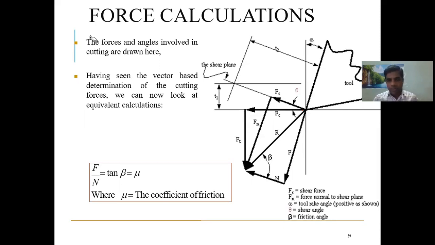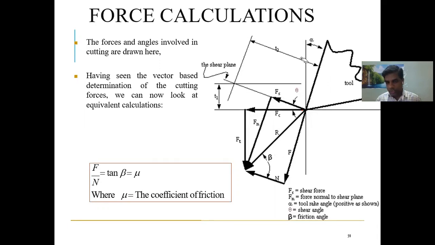Also note down this formula given at the bottom: F by N is equal to tan beta, which is equal to mu, where mu is the coefficient of friction, and beta is the friction angle. The terms are given here: F is the shear force, Fn is the force normal to the shear plane, alpha is the rake angle, theta is the shear angle, and beta is the friction angle.